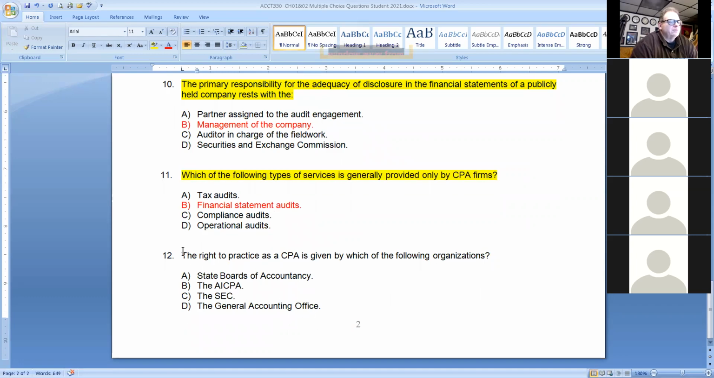Okay. The right to practice as a CPA is given by which of the following organizations? AICPA. Nope. Oh, sorry. The state boards of accounting. Yep. The state. It's a license. It's like a driver's license.